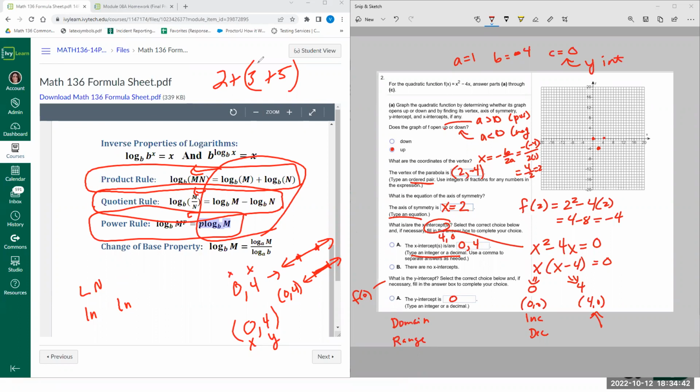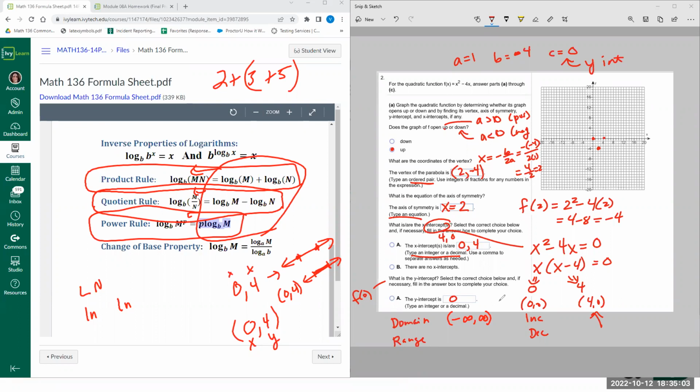All right. So the domain and range. The domain for a quadratic function is always all real numbers. The domain is the x values that will work in the function, and for a quadratic, no matter what number you plug in there, it's not going to break anything.